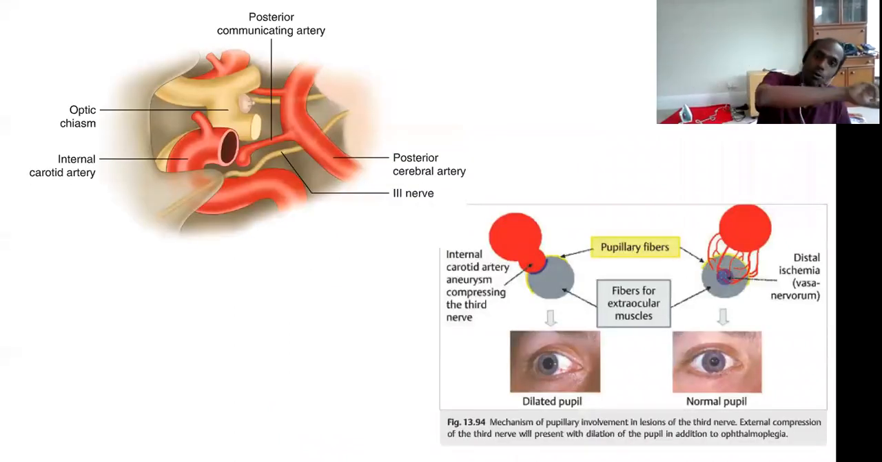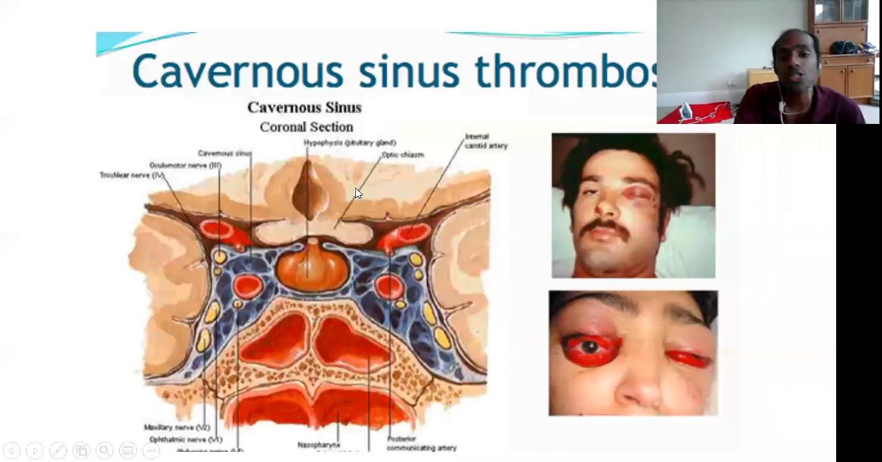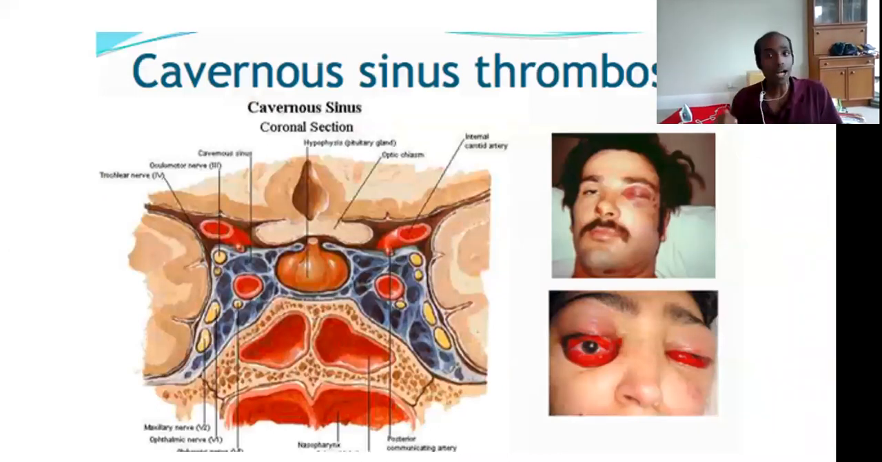If there is a third nerve palsy without a dilated pupil, then you know it is probably diabetes or hypertension or some medical cause of a mononeuropathy. The third nerve next goes into the cavernous sinus. 3, 4, 6 are together with the ophthalmic and maxillary divisions of the trigeminal nerve. So if it's a lesion there, you get all of those involved.